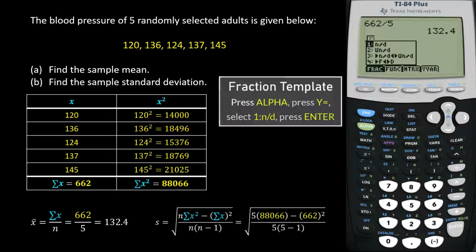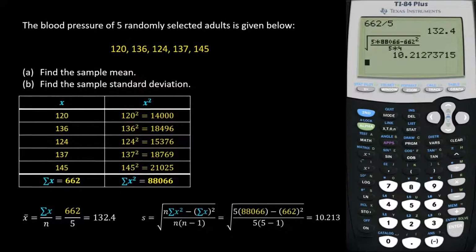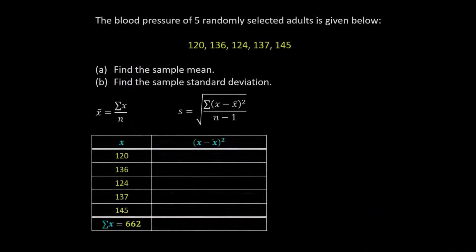What we want is the first option. Press enter, and we can resume with entering the rest of the information. Press enter, and we get 10.213 rounded to 3 decimal places. For the second version of the sample standard deviation formula, we're going to use a different column header, but note that the first column is going to remain the same.